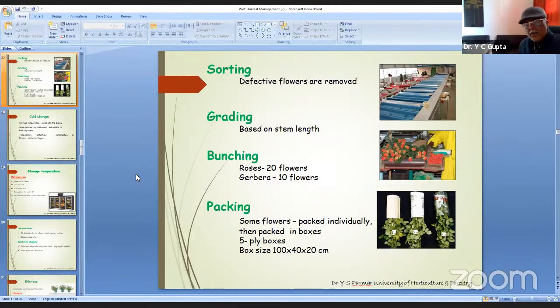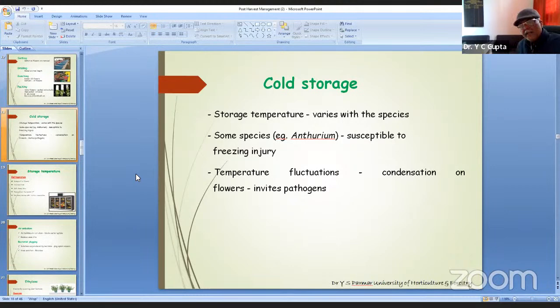Bunching: for roses, 20 flowers in a bunch; 10 flowers in a bunch for others. Individual flower bunches are also in vogue in the case of gerbera. Packaging: some flowers are packed individually, like orchid and gerbera. Others are packed in bunches in the case of carnation, roses and orchids. They are placed together, bunched properly and put in boxes. Cold storage: if we have no market, then we need the facility of cold storage.